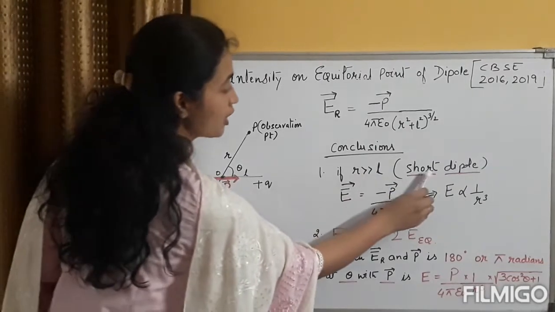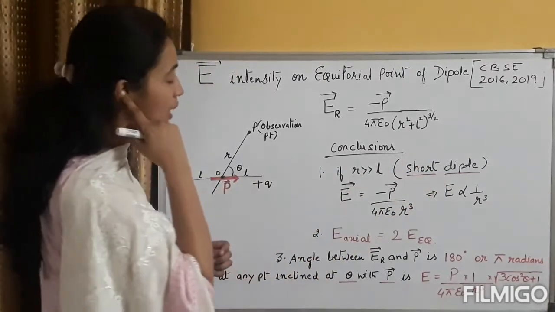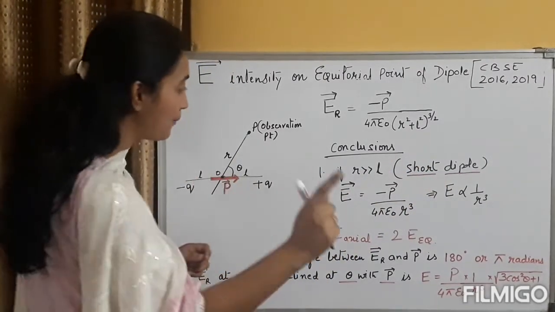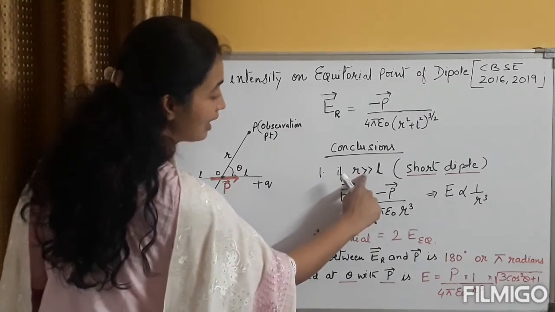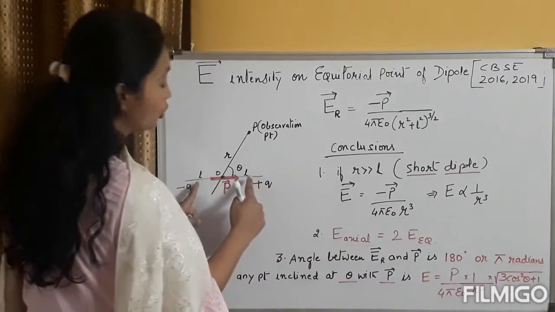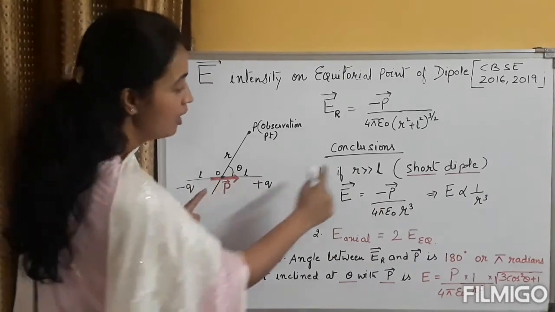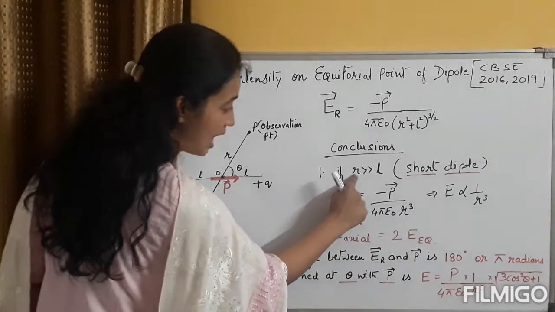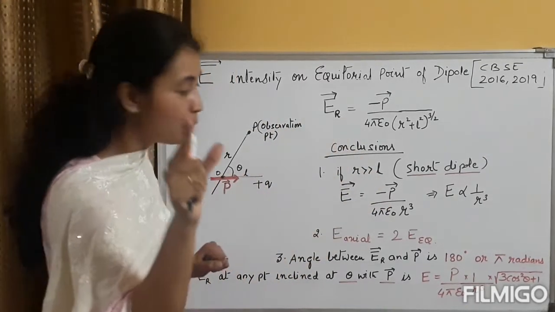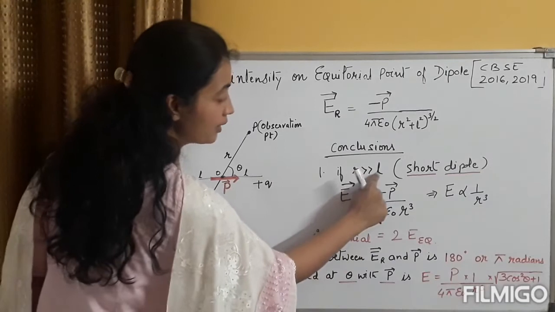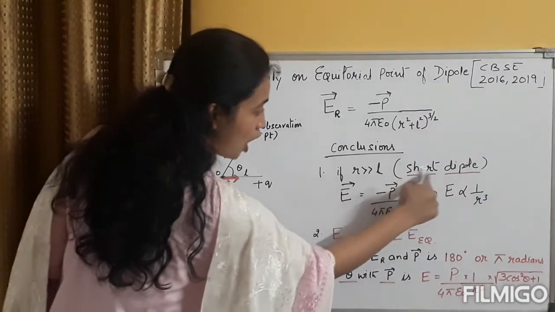The first conclusion is for a short dipole. Whenever you come across this word short dipole, remember it is when the observation point is at a large distance compared to the length of the dipole itself. When the observation point distance r is much greater than the length of the dipole, r is much greater than L, we call it a short dipole.